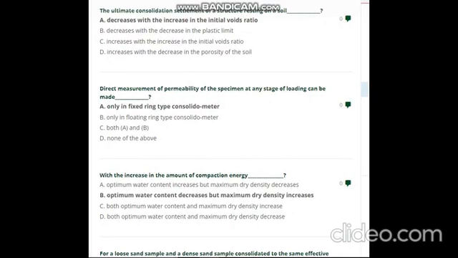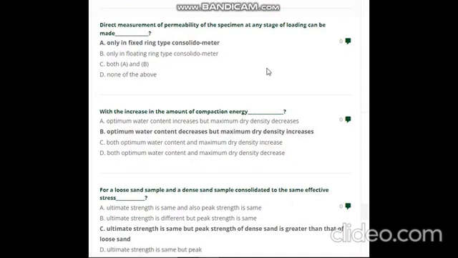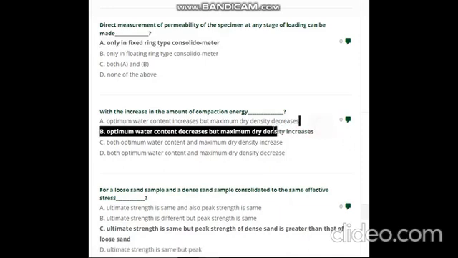The ultimate consideration settlement of structures resting on a soil decrease with increase in the initial void ratio. Direct measurement of permeability of the specimen at any stage of loading can be made only in fixed ring type consolidometer. With the increase in the amount of compaction energy, optimum water content decreases but maximum dry density increases.